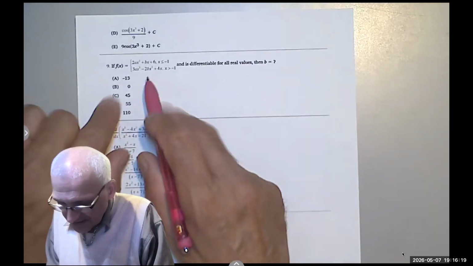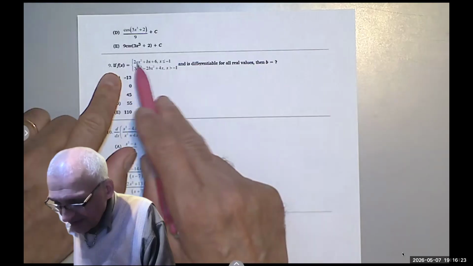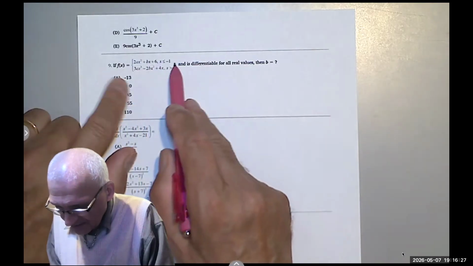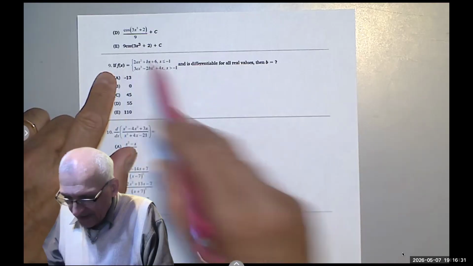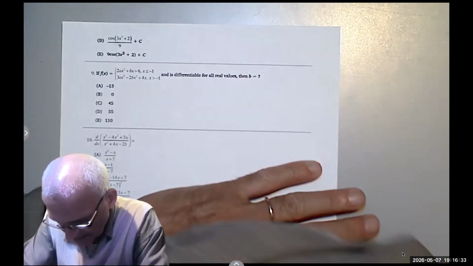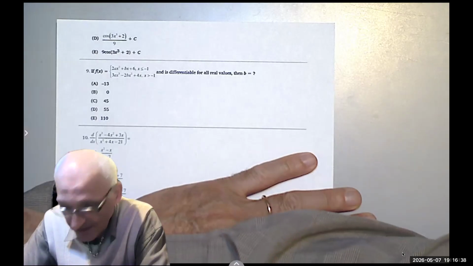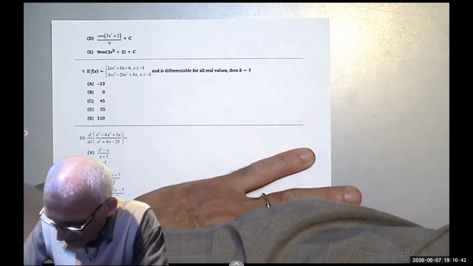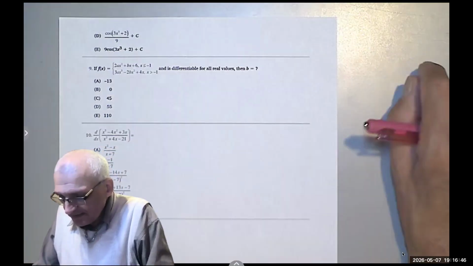Number 9 says, if f of x equals 2ax squared plus bx plus 6, if x is less than or equal to negative 1, and it equals 3ax cubed minus 2bx squared plus 4x, if x is greater than negative 1. So what do they want? And it is differentiable for all real values, then b equals what?